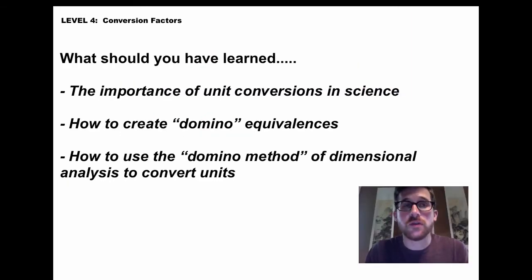All right, so what should you have learned? You should have learned the importance of unit conversions in science. You'll do this a lot. How to create domino equivalences. You'll always have a top or a bottom, except for your starting domino, which will just have a top. And then how do you use the domino method for dimensional analysis? That's really what we're doing here, to cancel units and convert from one unit to another.